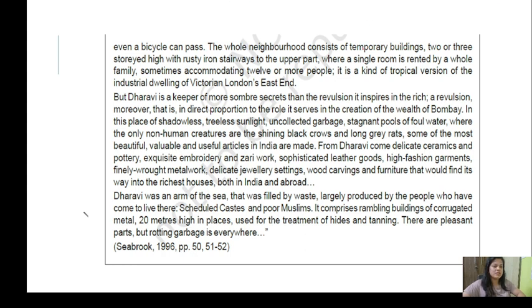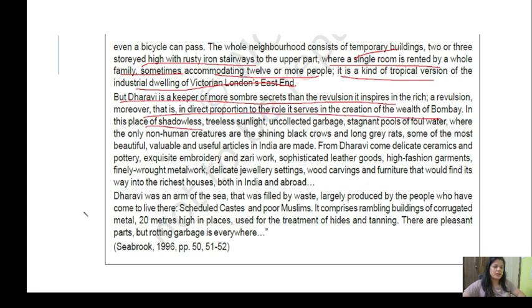The whole neighborhood consists of temporary buildings. The Dharavi we are talking about is in Mumbai. The buildings are 2 or 3 stories high with rusty iron stairways to the upper part, where a single room is rented by a whole family, sometimes accommodating 12 or more people. It is a kind of tropical version of the industrial dwellings of Victorian London's East End. But Dharavi keeps more sombre secrets than the revolution it presents to the rich, a revolution, moreover, that is in direct proportion to the role it serves in the creation of wealth of Bombay.